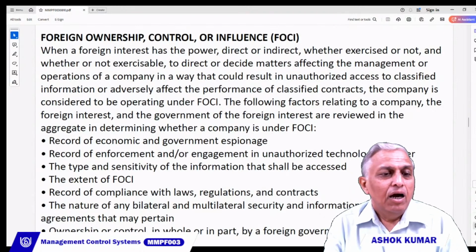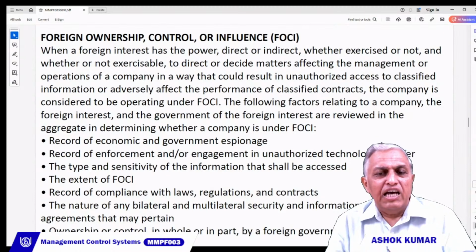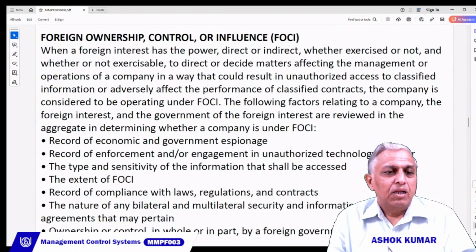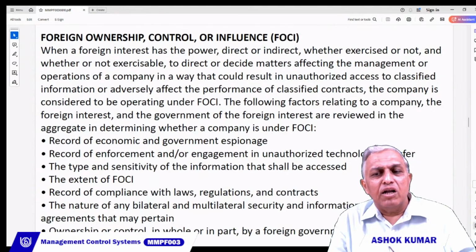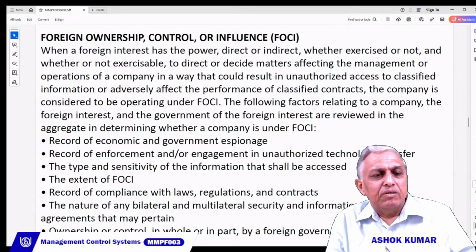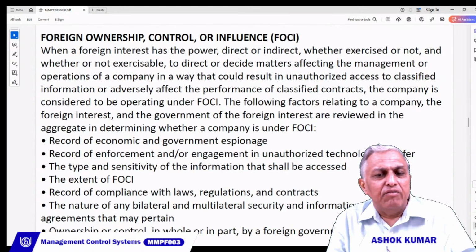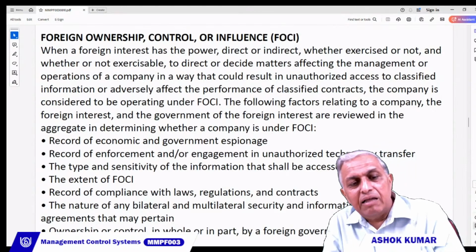Record of economic and government espionage. Record of enforcement and engagement in unauthorized technology transfer. The type and sensitivity of the information that shall be accessed. The extent of FOCI. Precisely, one has to understand the control mechanism and to that level also.